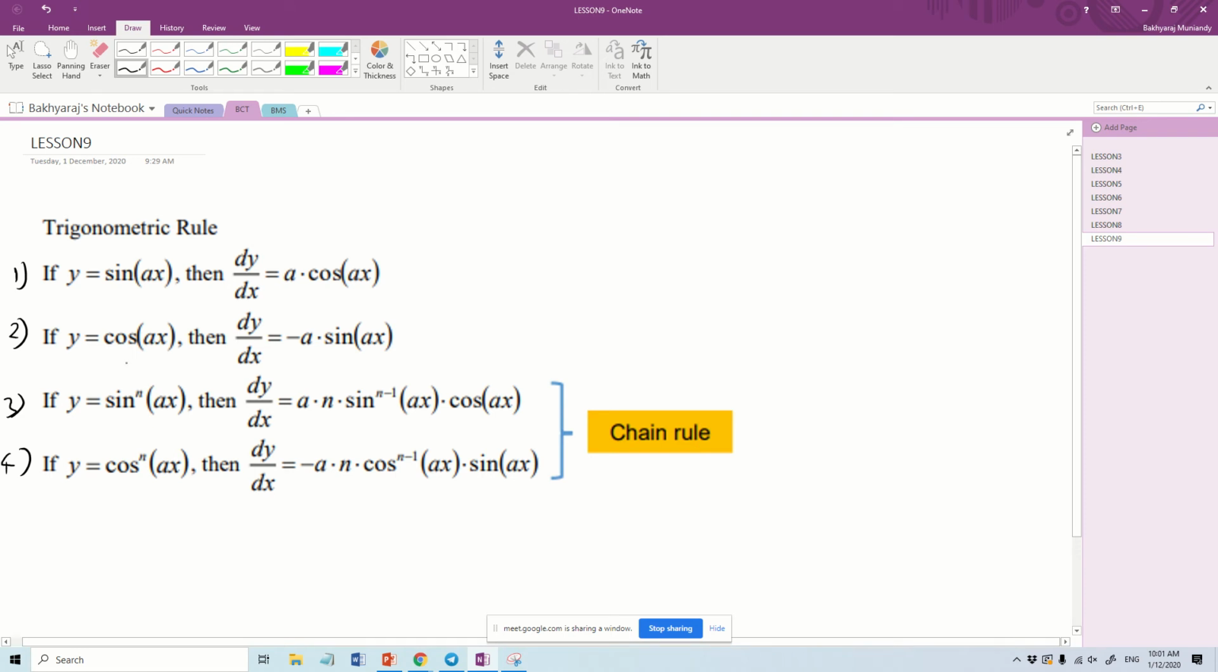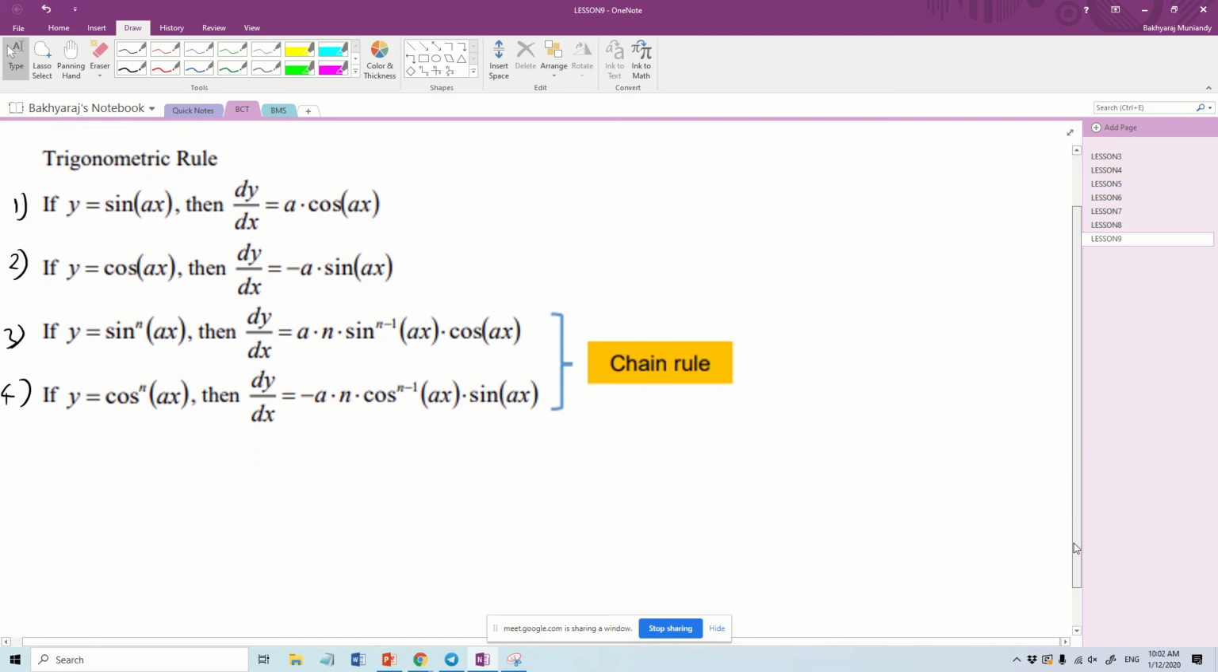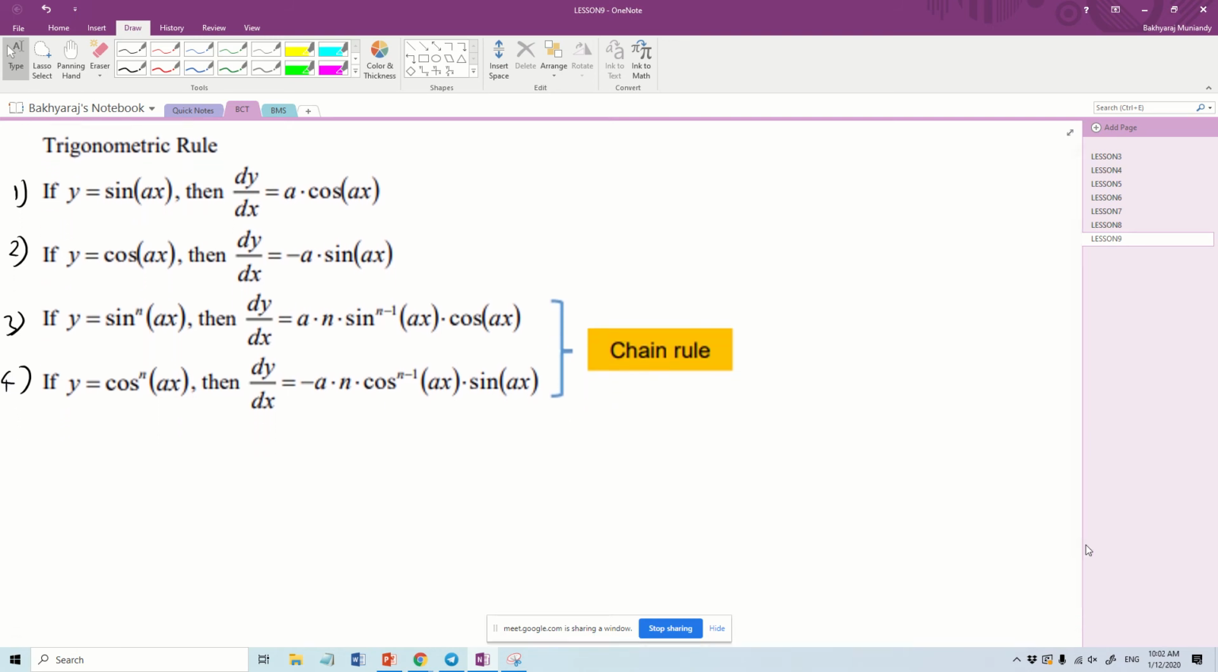So coming to number 3, look at number 3. But before that, let me recall. I know it has been a week, maybe a few days. Just recall. Get number 1. Number 1, y equals sin ax.